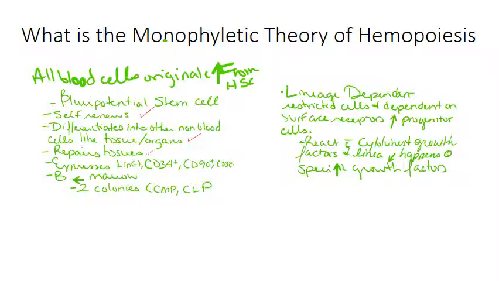Bone marrow has two colonies, the common myeloid progenitor cell and the common lymphoid progenitor cells.